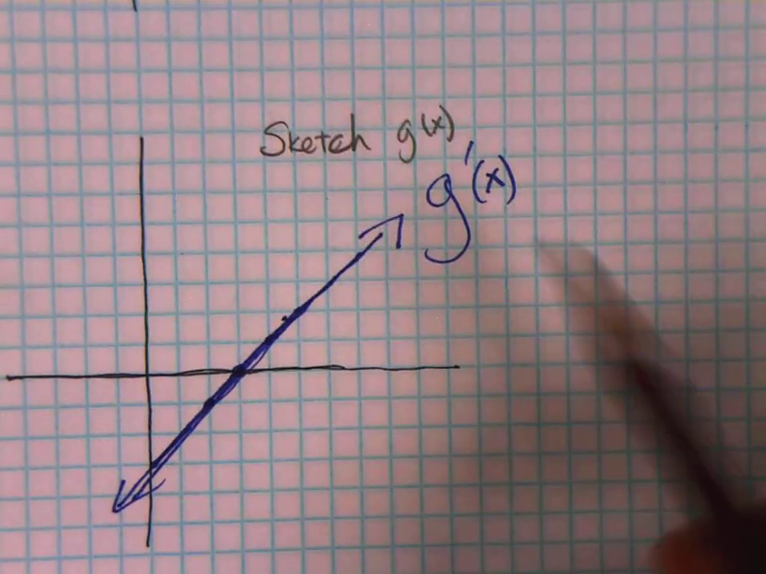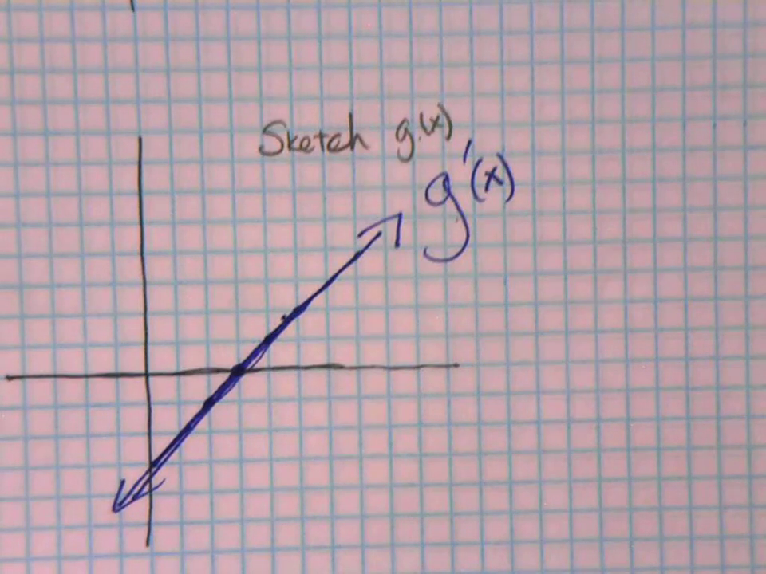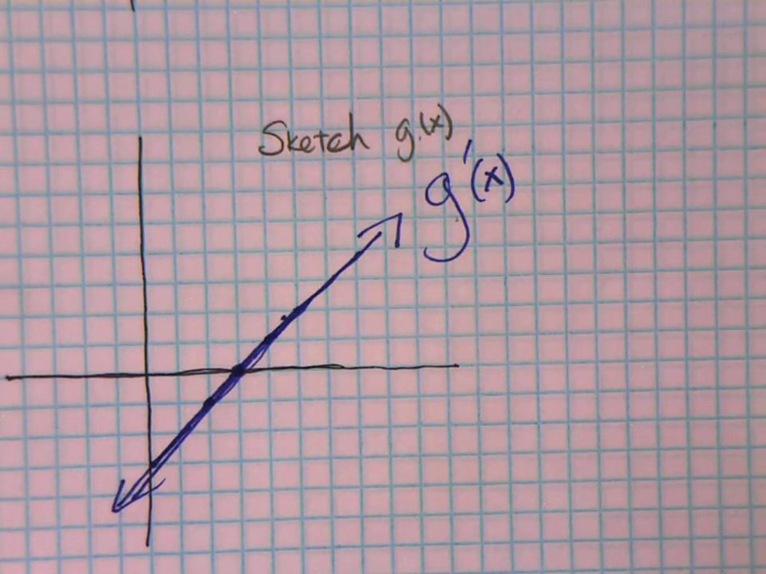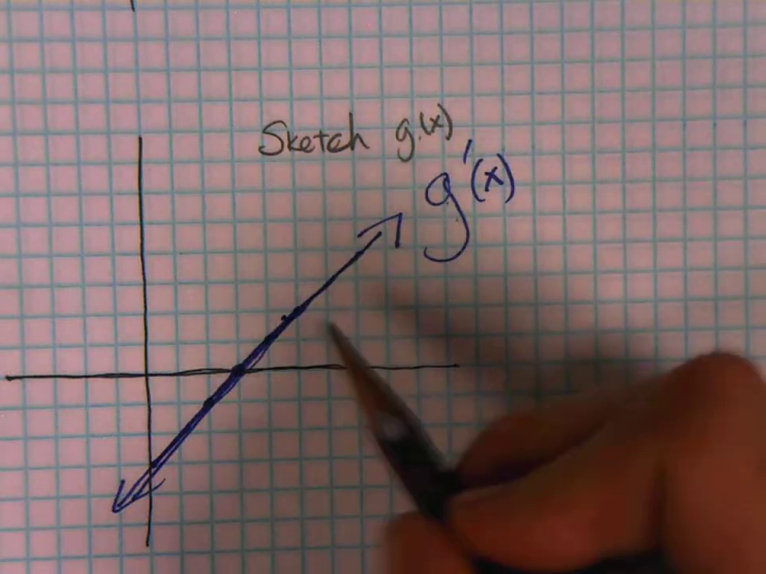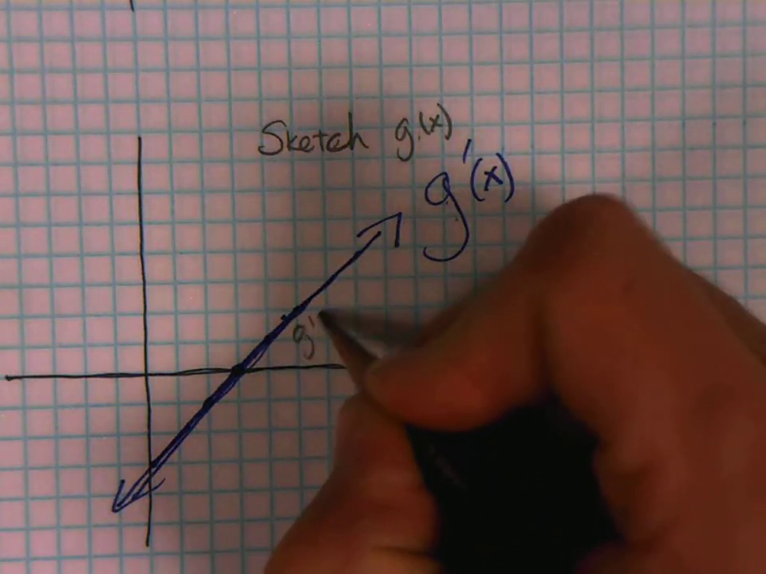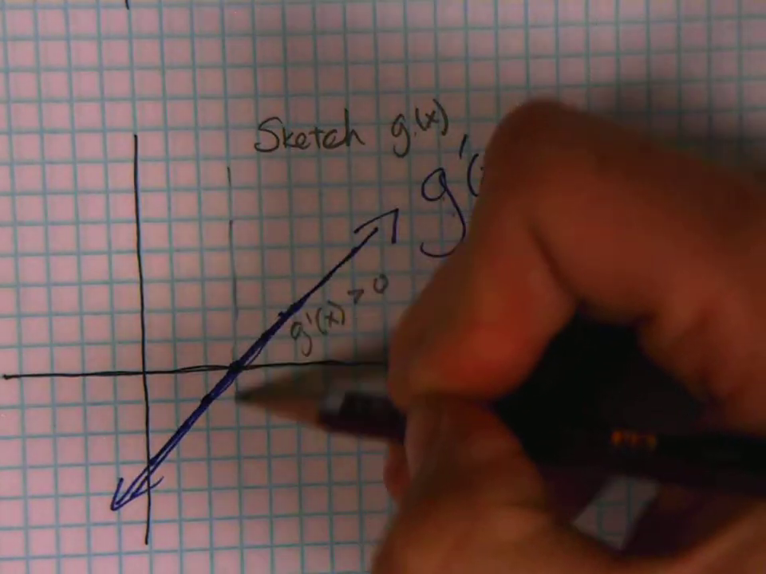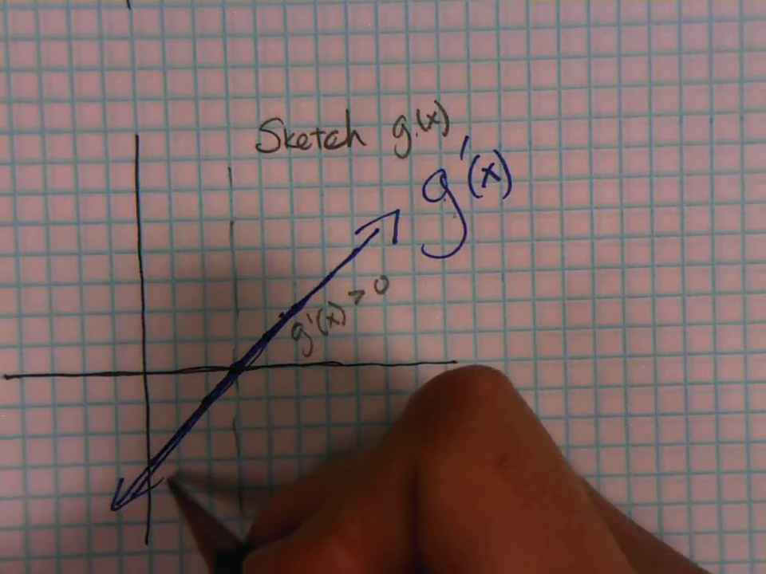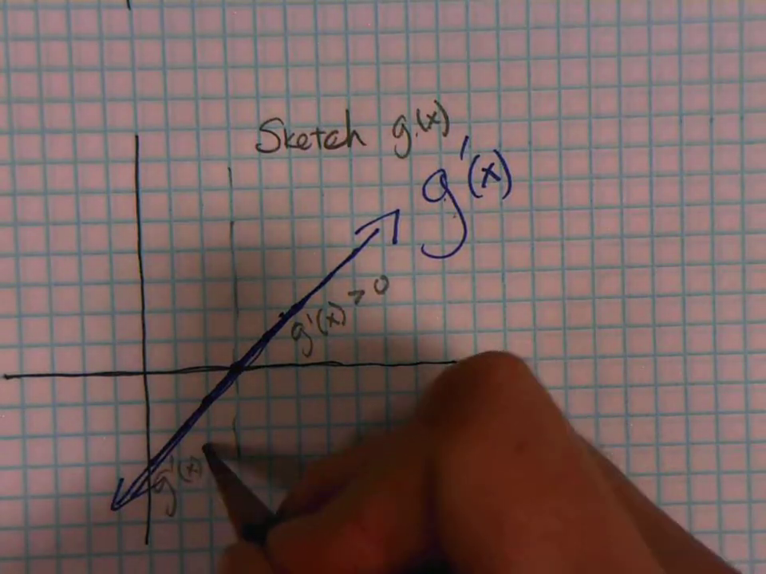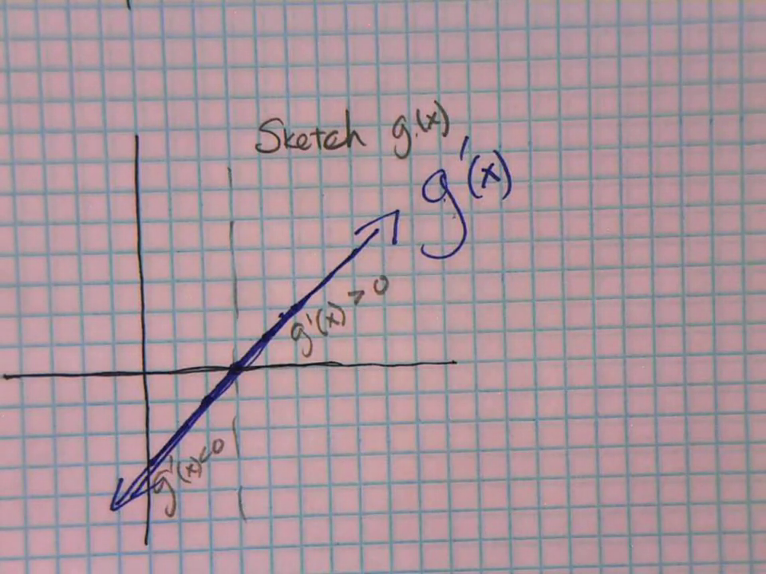Here's a graph of a derivative. We're going to try to graph the original function. This is a little more complicated. So this is a graph of a derivative. Over here, g prime is greater than 0. Where does that start? That's to the right of x equals 3. To the left of x equals 3, g prime is less than 0. And at 3, g prime is equal to 0.